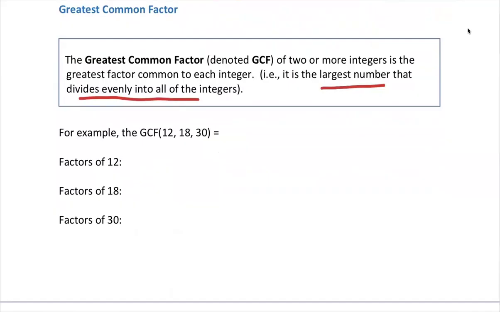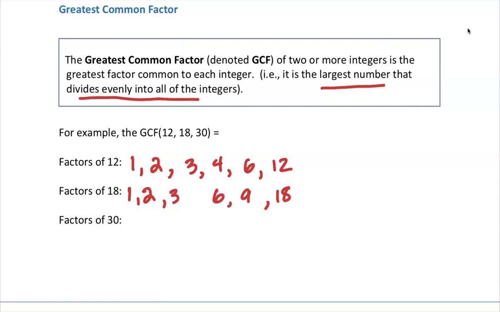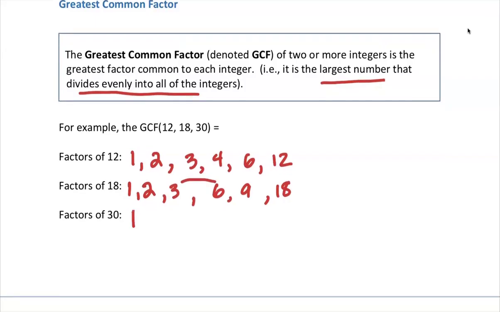So one way we could do this is to list all of the factors of 12. So 1 times 12, the next pair would be 2 times 6, 3 times 4, and we have all of the factors of 12. The factors of 18: 1 times 18, 2 times 9, 3 times 6, 4 no, 5 no, 6 yes, but then we're repeating again. So there's all the factors of 18. Factors of 30: 1 times 30, 2 times 15, 3 times 10, 4 no, 5 times 6, and then we'd start repeating the list.